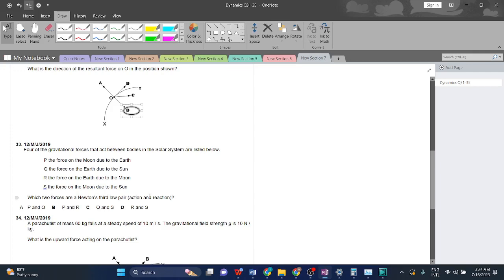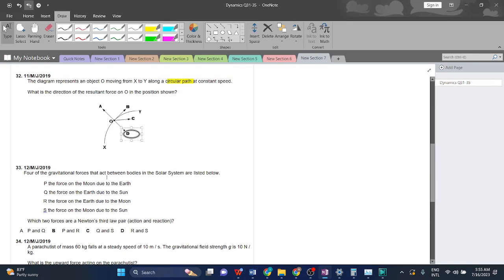Newton's third law is that every action has an equal and opposite reaction, of equal magnitude and opposite direction. For example, if I throw a ball down, it hits the ground and comes back up, right? So let's look at the options. P. The force on the moon due to the earth. What will be its opposite? The opposite of the force on the moon due to the earth will be the force on the earth due to the moon.